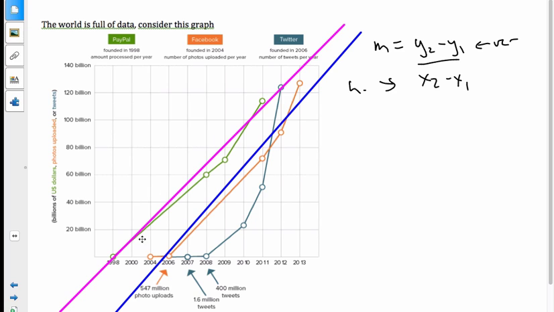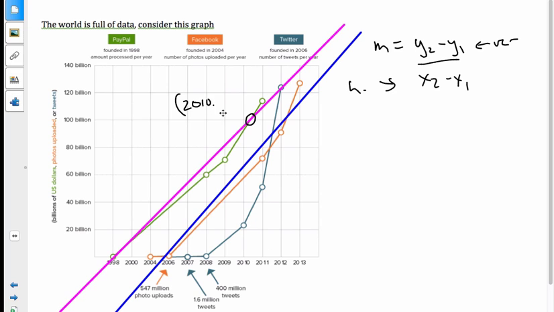So if we want to estimate the slope of PayPal, let's look and see what points we have. I know this pink line is close to the line that would be a best fit line. So this might be a point here, and I can estimate that. What's that x value going to be? I don't know. Since we're estimating it, I might even say 2010.